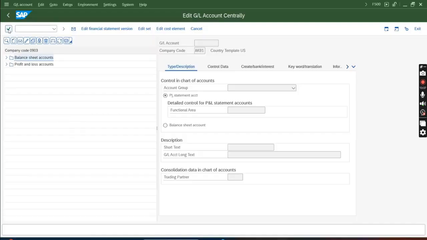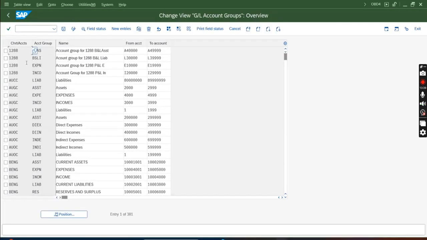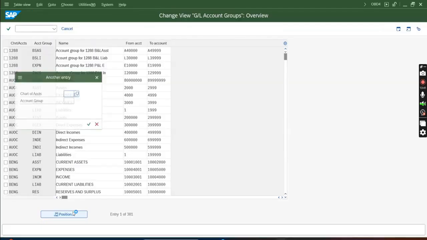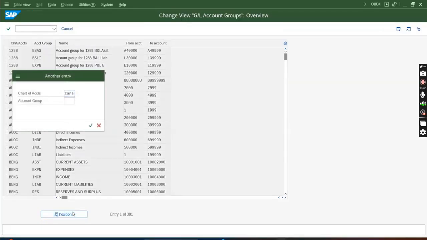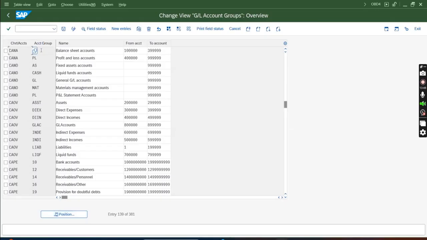So enter the T code OBD4. Here you'll see my chart of accounts is CANA. CANA has only two account groups, BS and PL, that is balance sheet and profit and loss account. You can refer to CANO. It has so many account groups: asset, cash, general ledger, material, profit and loss. So it has around five account groups.